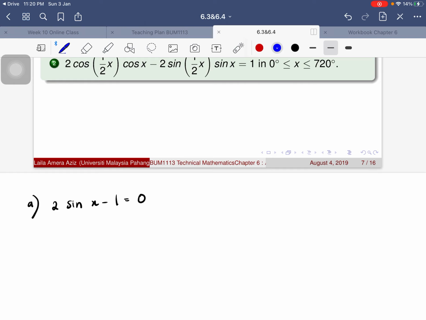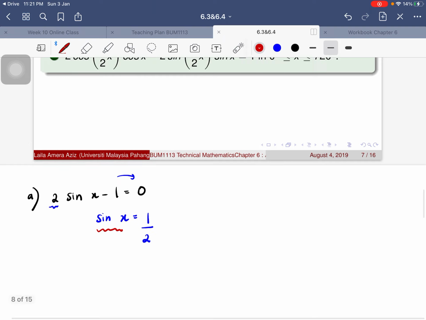Therefore, for this case, I can write that sine x is going to equal 1. When I move this to the other side, it's going to be positive 1. And this 2 as well, I'm going to move to the other side. So I'm going to have sine x equal to 1 over 2. Basically, what I wanted to do is have the trigonometric function by itself, and rearrange everything else and put it on the other side.